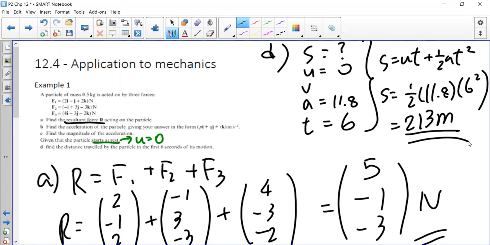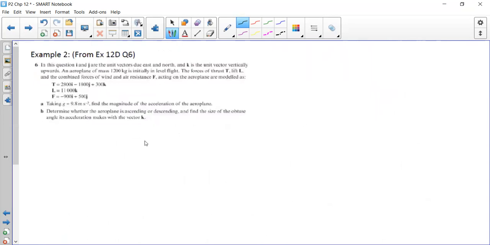And that's why you won't see this in the exam. It's, I would say, a nursery level of maths compared to what we've done. Next one, okay, a little bit more interesting.